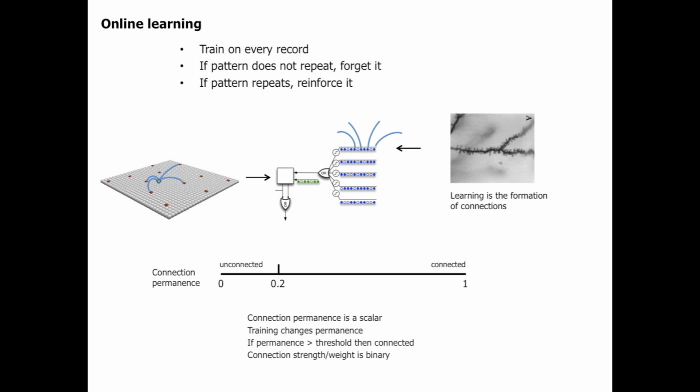And the more we train it, the stronger it gets. That means that the more permanent it gets, we can go all the way up to 1. So it becomes harder to forget that guy if it's been repeated multiple times. That's pretty much all you need to do to make the system an online learning system.